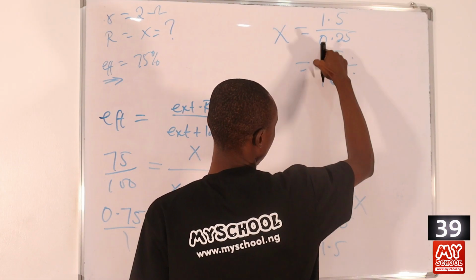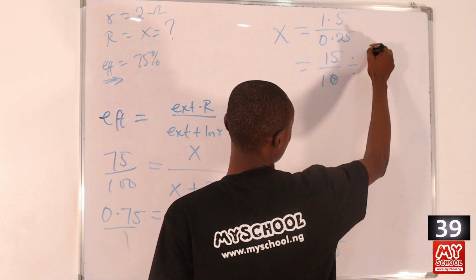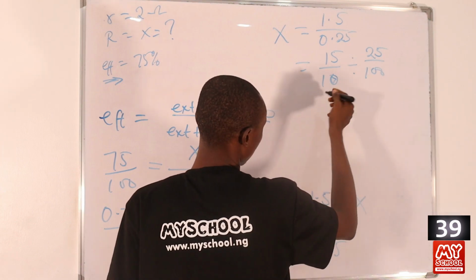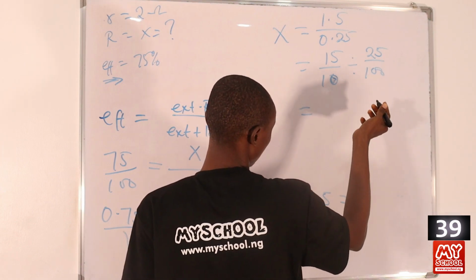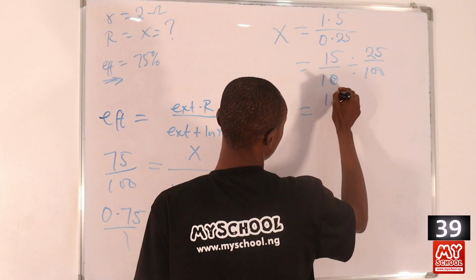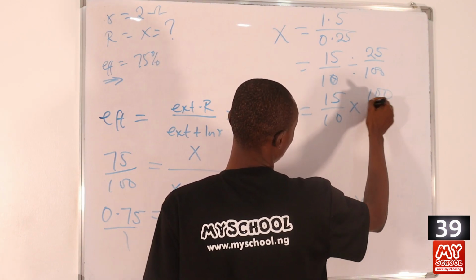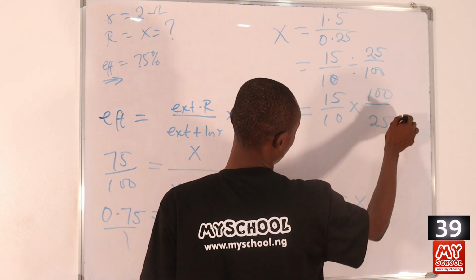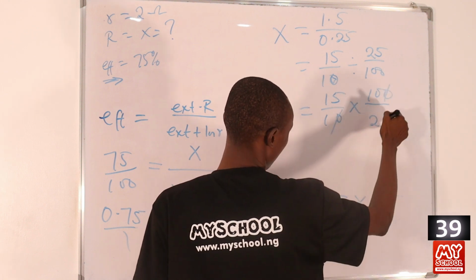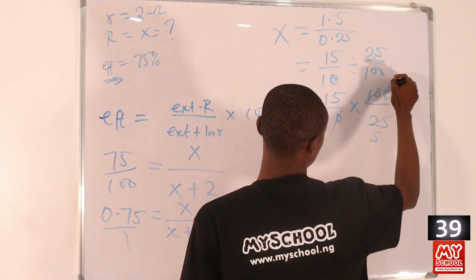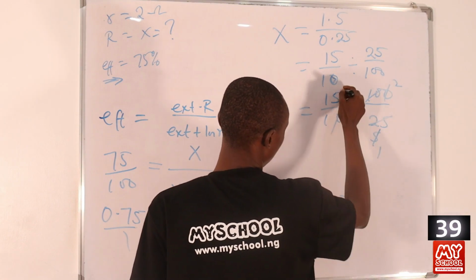Okay, so divided by 0.25, which is the same thing as 25 over 100. Let's break it down further so that we can divide without using a calculator. So here we'll have 15 over 10, times 100 over 25. We cancel out the 0, 5 here will be 5, and 5 here will be equal to 2. So 5 here will be 1, and 5 here will be 3.